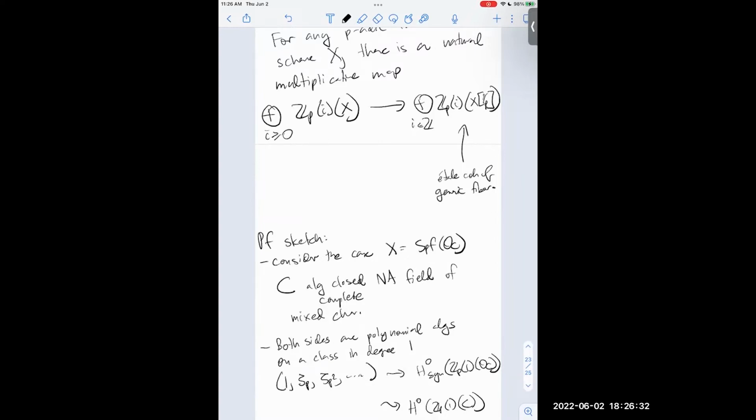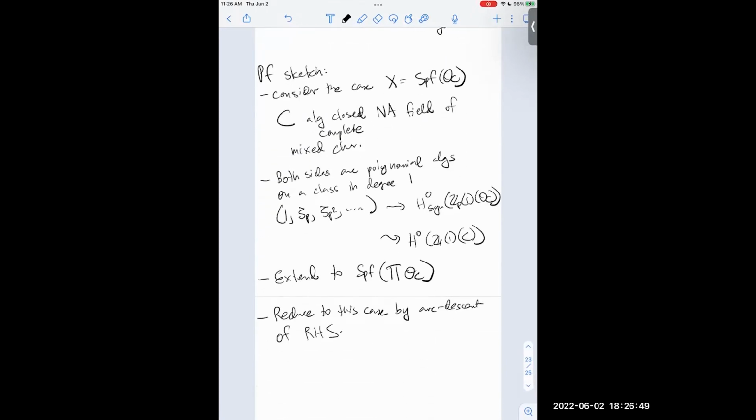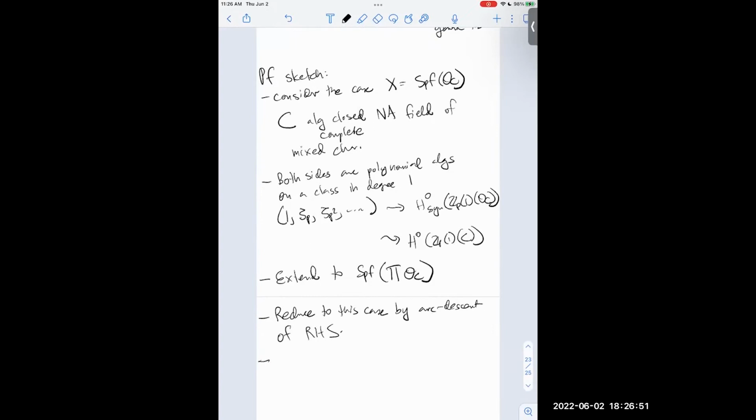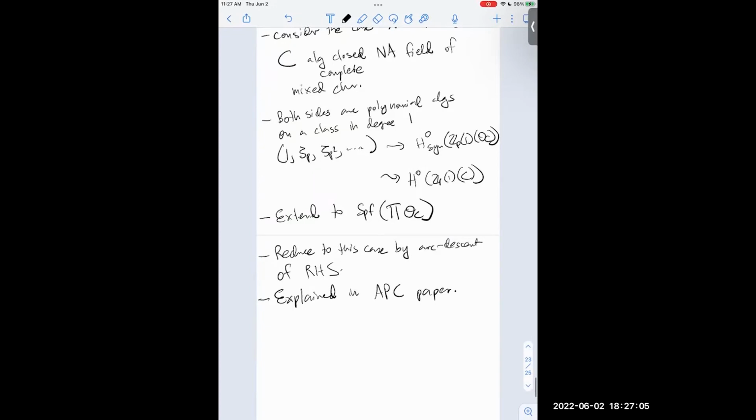And then you essentially just have to normalize what happens in degree 1, and you choose that normalization using the prismatic logarithm, which gives you a way of producing classes in Z_p(1) of X, and the usual Kummer map, which will produce maps in Z_p(1) of the generic fiber. So this produces such a comparison, and again, this is explained in the APC paper. And then as a result, you can define the syntomic complex of any scheme.